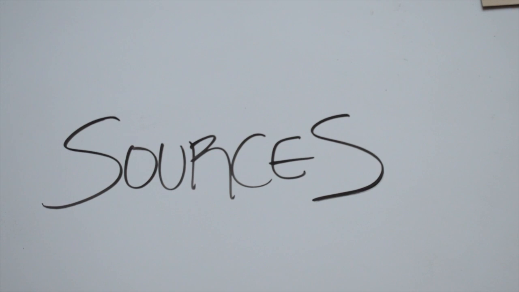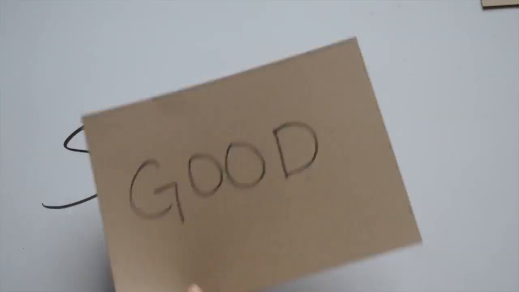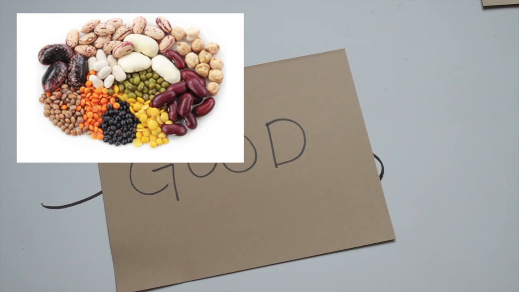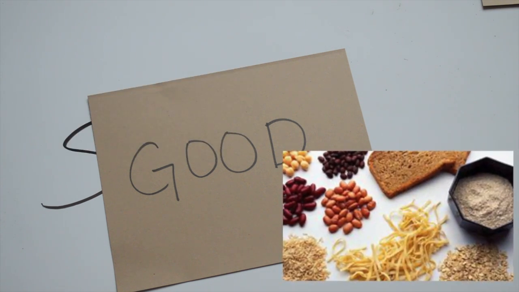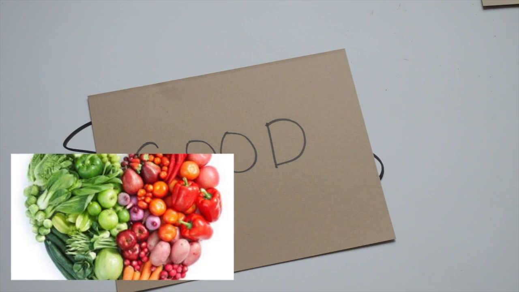Now, where can we find these carbs? I'm going to break it up into good carbs versus bad carbs. Good carbs can be found in things like legumes, which are high in minerals, low in fat, and a good source of protein. Legumes are chickpeas, black beans, kidney beans. You can find good carbs in whole grains like brown rice, vegetables, and fruits.